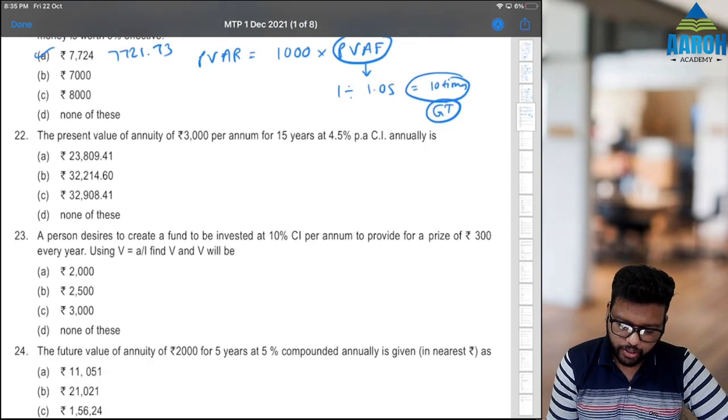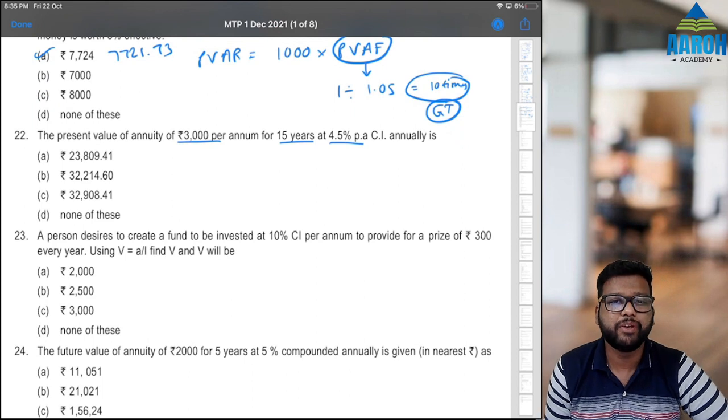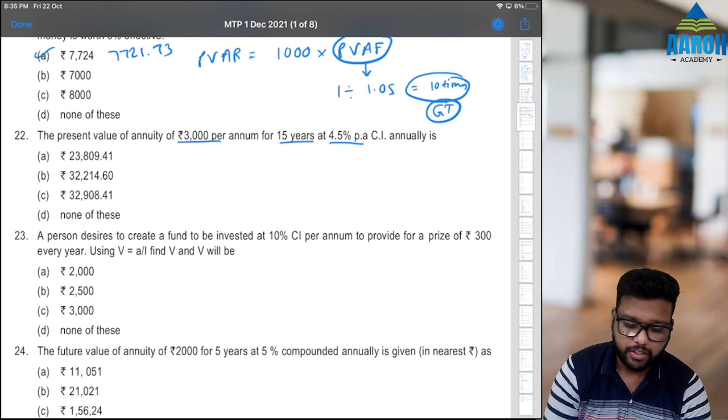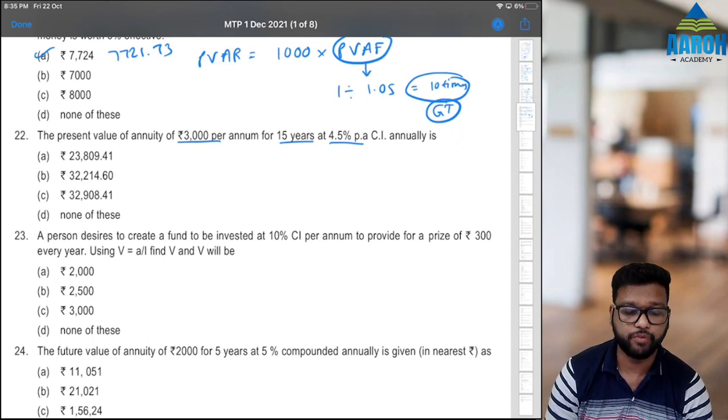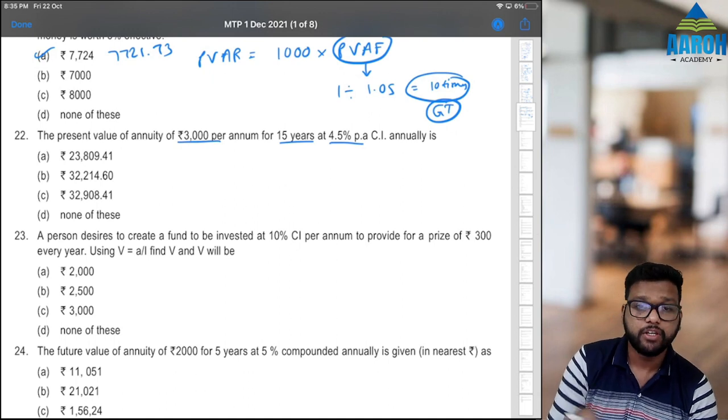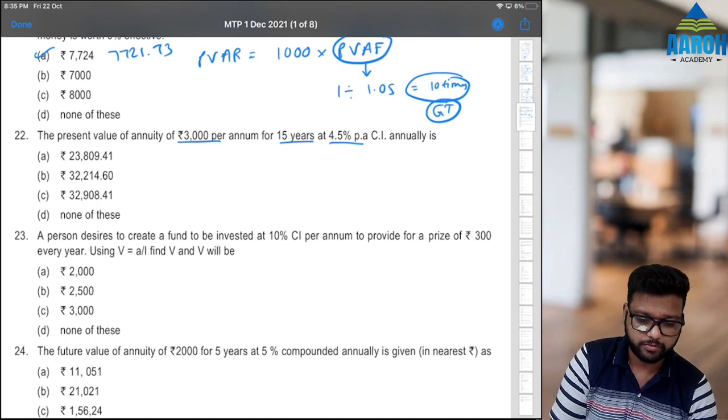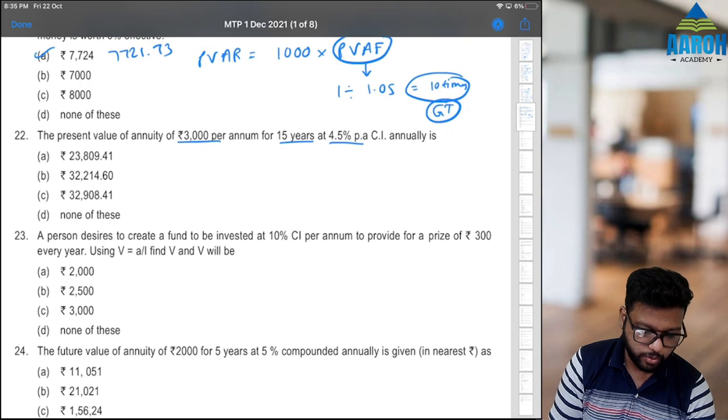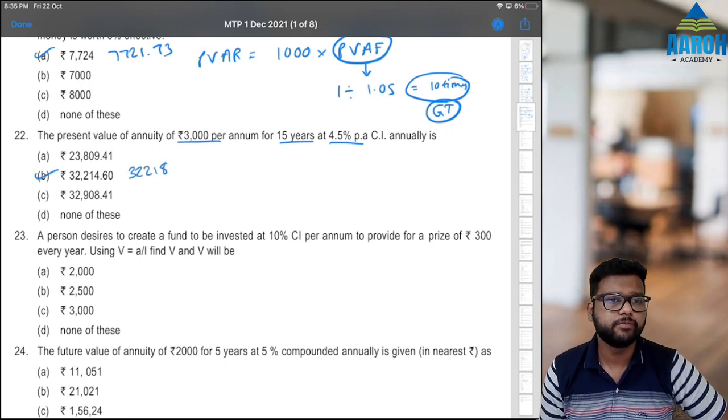Similar, present value of 3000 for 15 years, 4.5%. Very similar. Let's do it directly. 1 divided by 1.045, 4.5%. 15 times equal to. Then GT and multiplied by 3000. That gives us 32,218. So B is the correct answer.